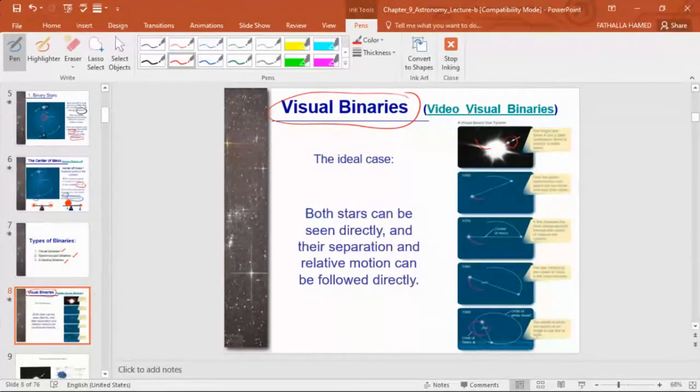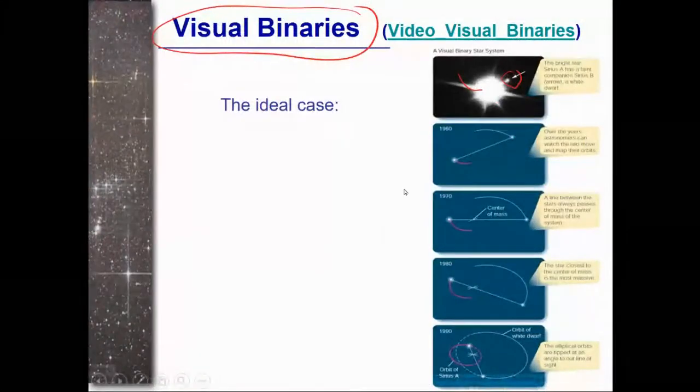Now, in time, when we look at that, you can see that this is in 1960, and how the two stars are oriented to one another. Then this is 1970. So you see, they actually have changed locations. This is 1980, and this is 1990.